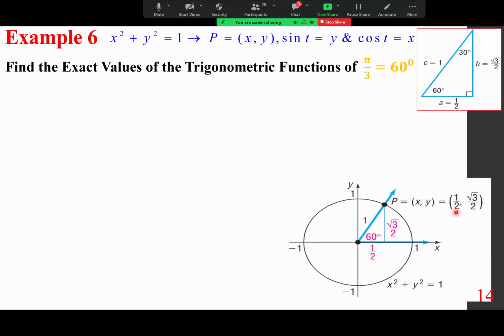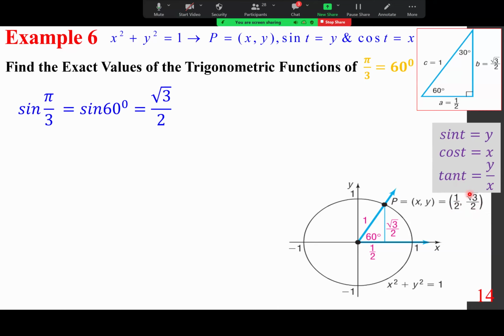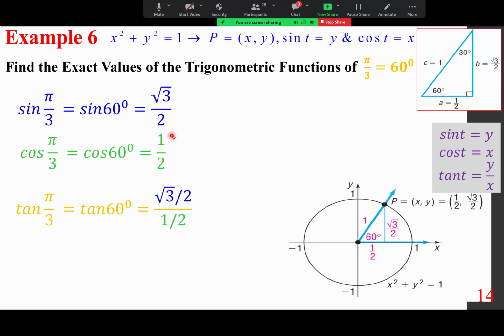So that makes cosine of 60 degrees 1/2. But sine of 60 degrees or pi over 3 is square root of 3 over 2. So sine is y, cosine is x, tan is y over x. Sine is square root of 3 over 2, the y coordinate, and cosine is the x coordinate, 1/2. Now, if we divide sine by cosine, it becomes square root of 3. I hope you recognize the two drops from the top and the bottom. And the rest of them are the reciprocals.